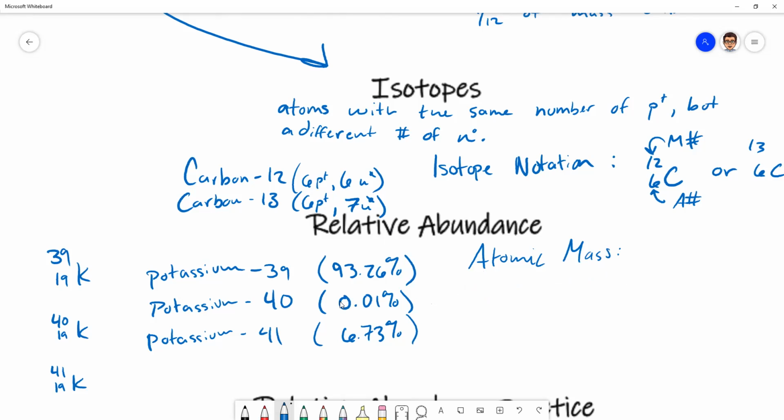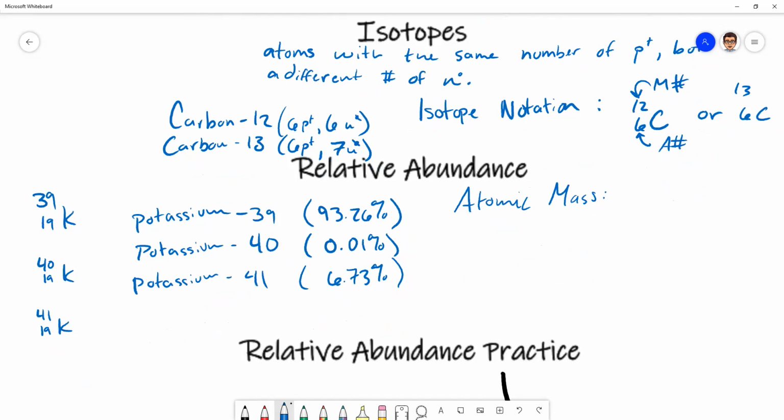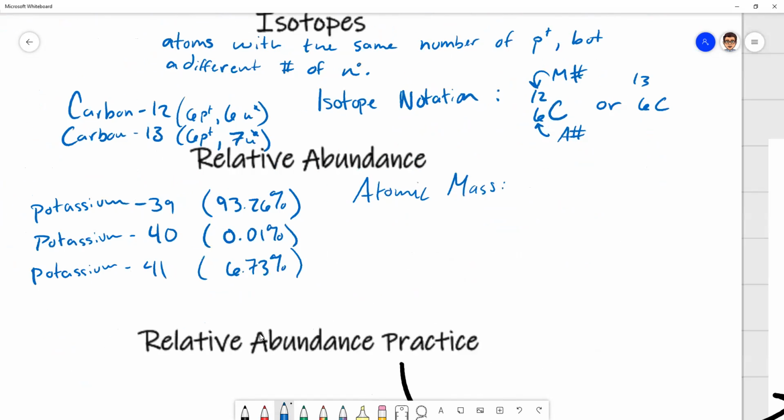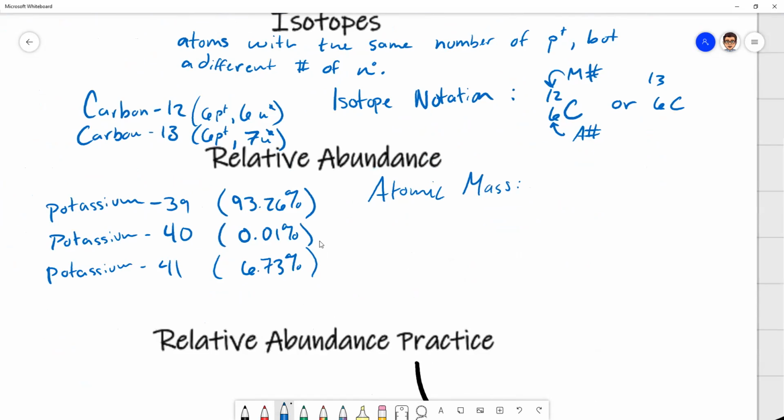Very simply, how we're going to do this, and this should actually go down here in relative abundance practice, but we'll just have more time. We're going to take this potassium 39. Normally you're given an actual atomic mass, but we're just going to take the mass number. We're going to multiply potassium 39 by this 93.26 as a percent. And we know about percents that you must move the decimal over 2 places, or divide by 100, when dealing with a percent. So you're going to add that to the mass number of your next.